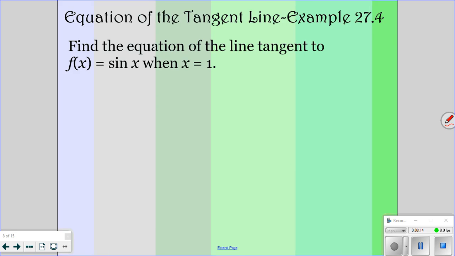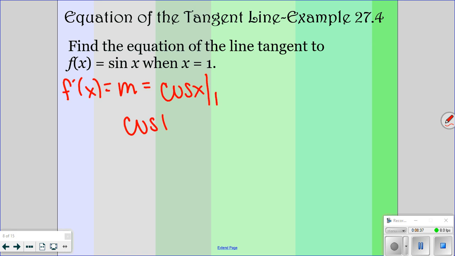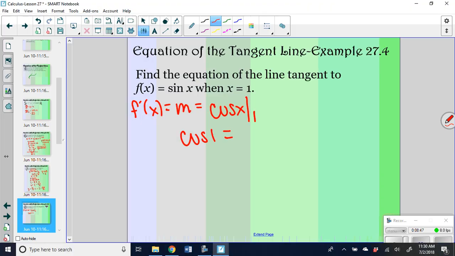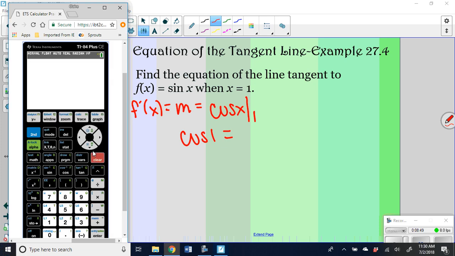All right, we're going to look at another one. Find the equation of the tangent line to sine of x when x equals 1. So first we need to find our derivative, which is our slope. So what is the derivative of sine? Derivative of sine is cosine, and we want to know when x equals 1. So what is the cosine of 1? That's radians. Do you know the cosine of 1 off the top of your head? Probably not. So we're going to use our calculator.